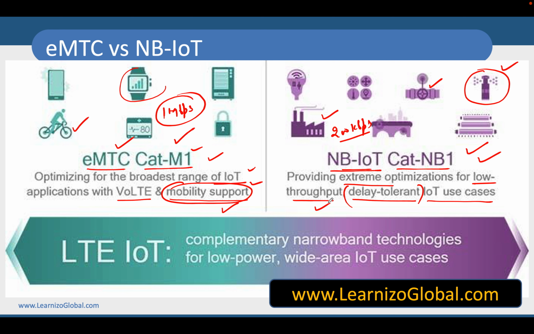However, to support these use cases, we need to tweak our radio network as well as the packet core network. In some upcoming videos, we are going to talk about the detailed network architecture whenever we want to introduce eMTC and NBIoT services. That's all we have in this video.